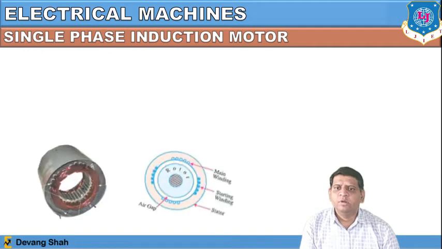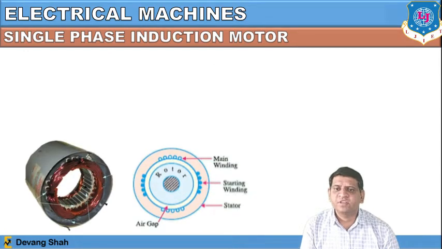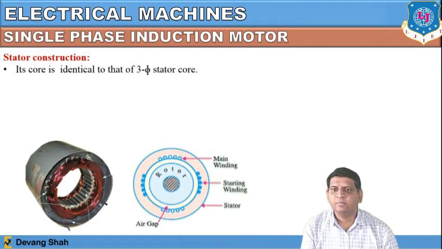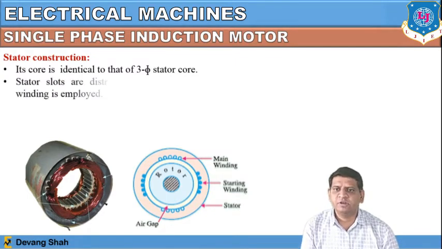Now if we talk about the stator, here is the picture of the stator. This is the outer part of the stator, having slots inside. This is the rotor, and the outer part of the rotor we define as the stator, having some slots. Now let us discuss what it consists of. Its core is identical to a three-phase stator core. The stator slots are distributed uniformly and a single-phase double layer winding is employed here.